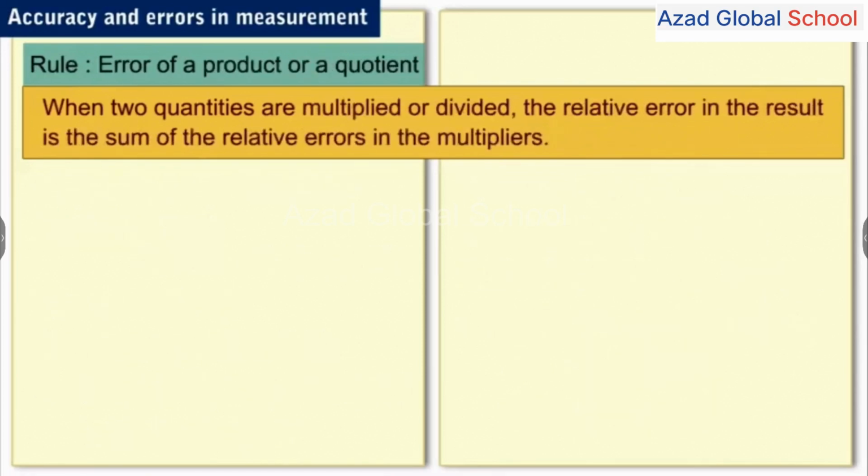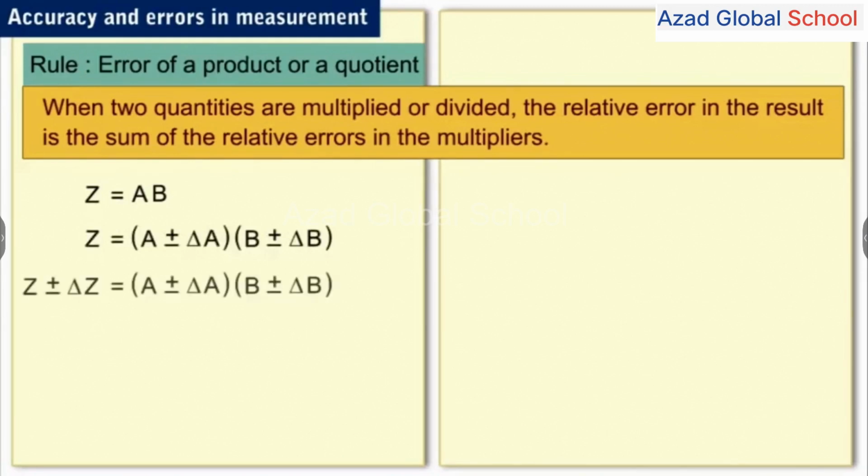When two quantities are multiplied or divided, the relative error in the result is the sum of relative errors in the multipliers. Suppose a measurement Z is equal to A into B and the measured values of A and B are A plus or minus delta A and B plus or minus delta B. Then Z plus or minus delta Z is equal to A plus or minus delta A multiplied by B plus or minus delta B, or Z plus or minus delta Z is equal to AB plus or minus B delta A plus or minus A delta B plus or minus delta A delta B.